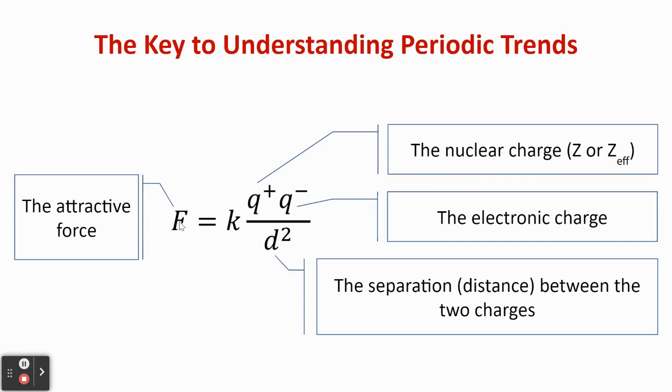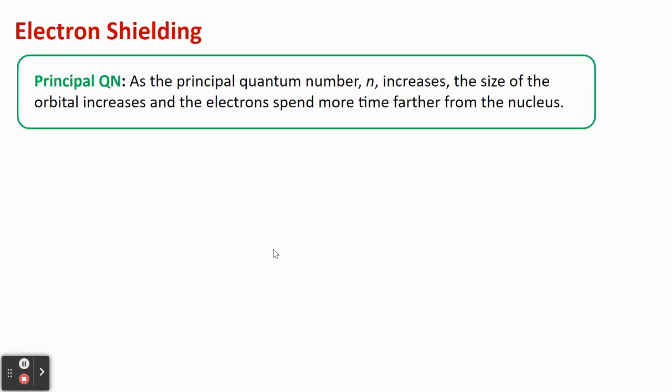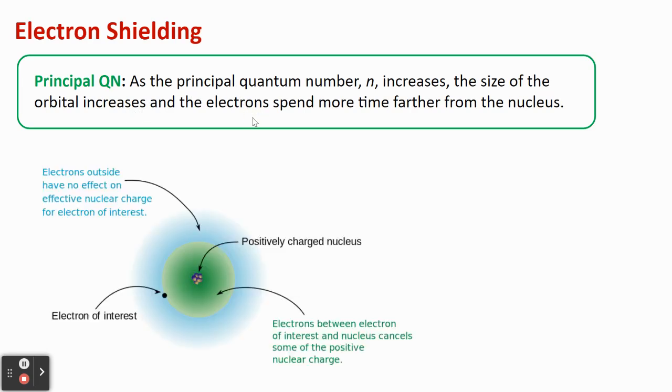So we should see that the force of attraction is directly proportional to the product of the charges for the nucleus and the electrons divided by the distance between the nucleus and the electrons. So when we talk about our principal quantum number, we should remember that the symbol we use is N. And as the principal quantum number increases, that means we have more and more energy levels, the size of the orbitals increase, and the electrons spend more time farther away from the nucleus.